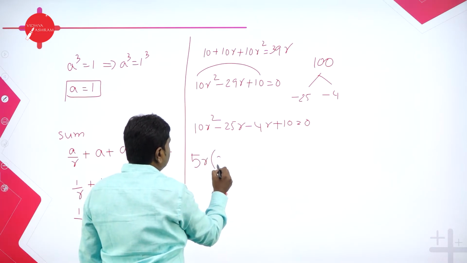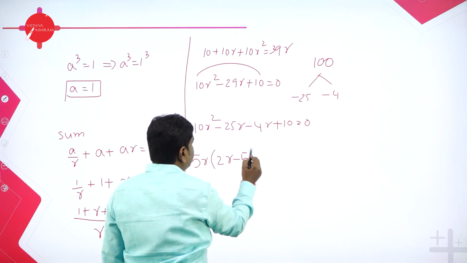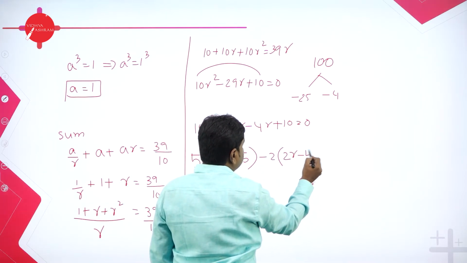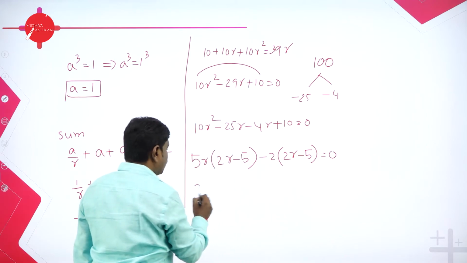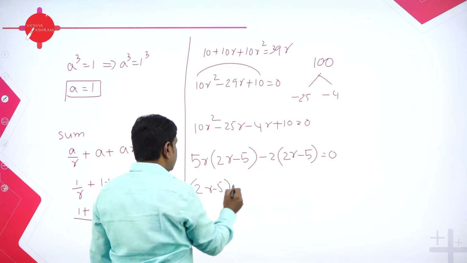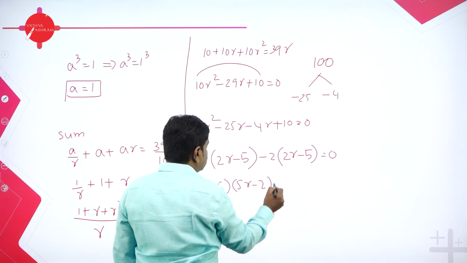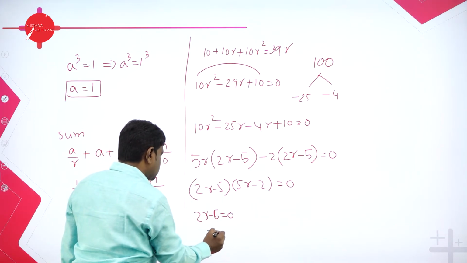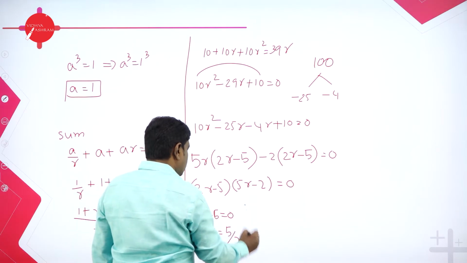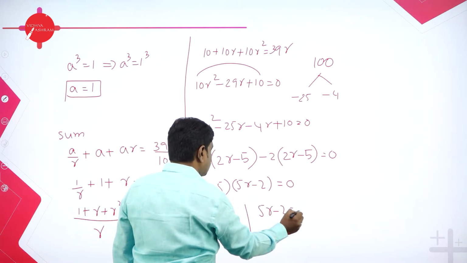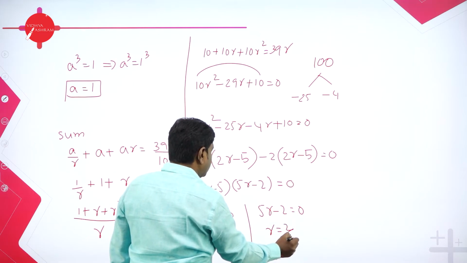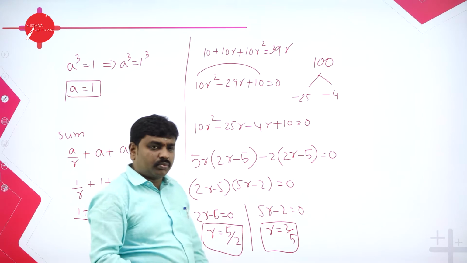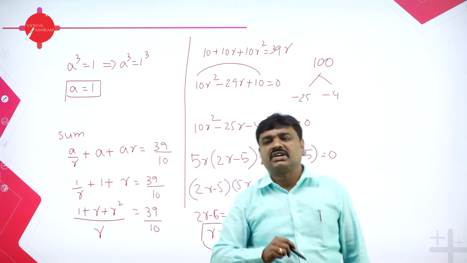Now in these two terms I can take 5r common. If I take 5r common, I'll be left with 2r minus 5. Again I'll take minus 2 common, and again I'll be left with 2r minus 5. So now I'll take 2r minus 5 common, and we'll be left with 5r minus 2. If the product of two terms is 0, so 2r minus 5 is 0, or r is equal to 5 by 2. And one more: 5r minus 2 is equal to 0, r is equal to 2 by 5. You will get two common ratios. Any one you take. You can take both, but you will get the numbers in reverse order.